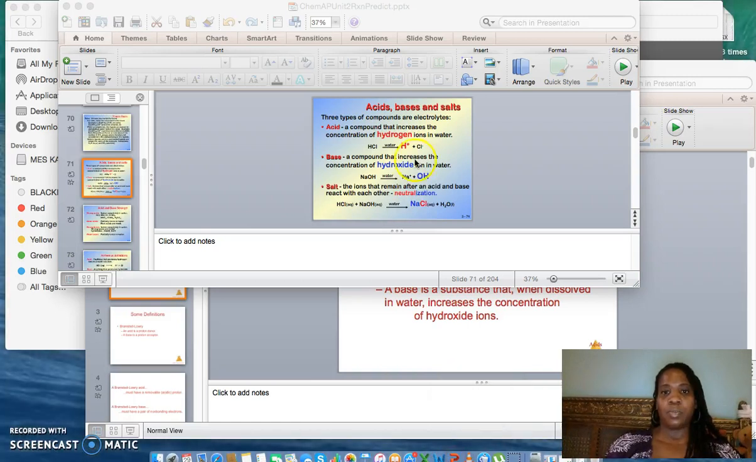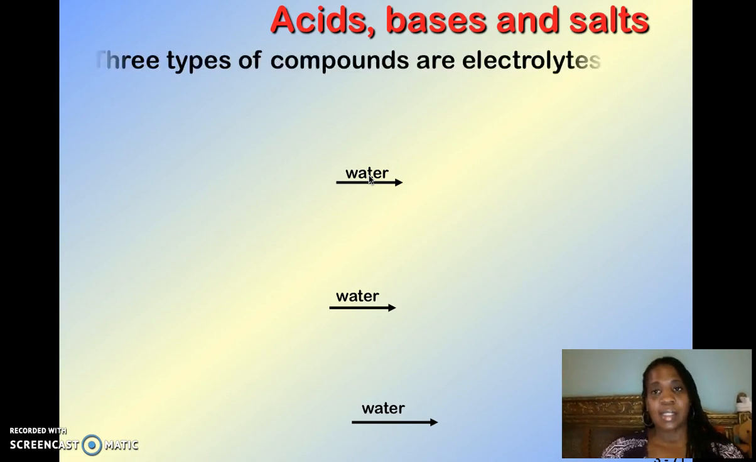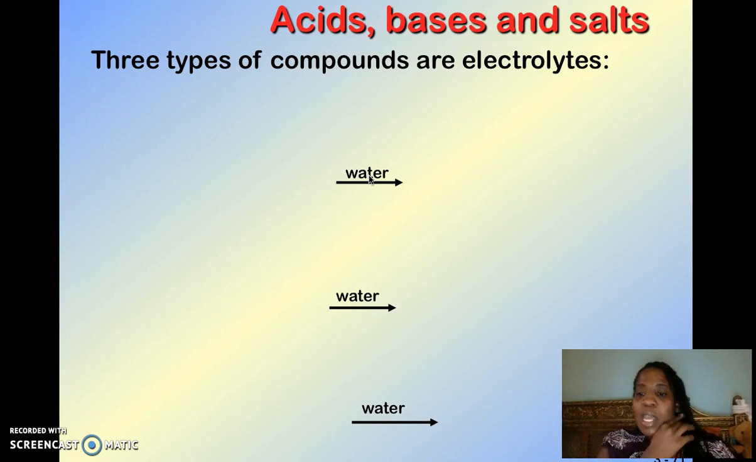Okay, so we will look at acids and bases and neutralization for a moment. We introduced acids and bases as one or two of the three types of electrolytes, but now we're going to view them a little bit differently.